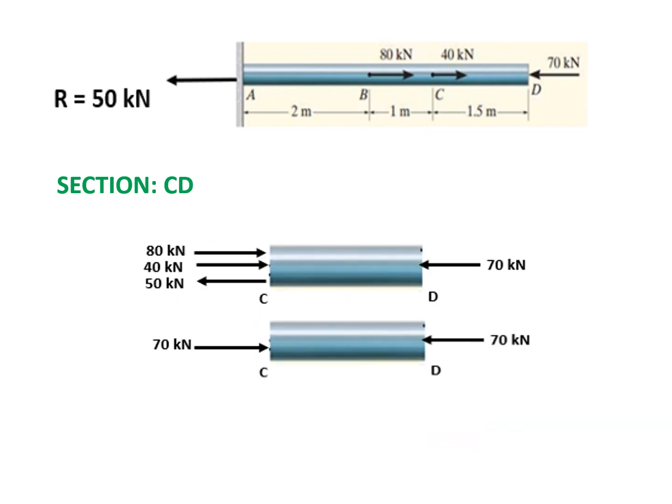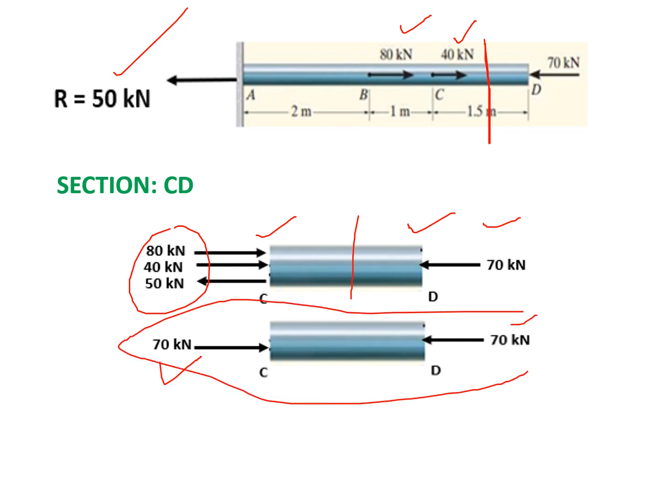Now the third section, that is the CD section. Again we have to check the left face force and the right face force of that particular section. On the left face you have three forces, 40, 80 and 50. You see the directions also: 80 is rightward, 40 is rightward, 50 is leftward. So what is the net of these three forces? That is 70 rightward. On its right face, we have 70 leftward. Now again you see the equation of equilibrium is satisfied.